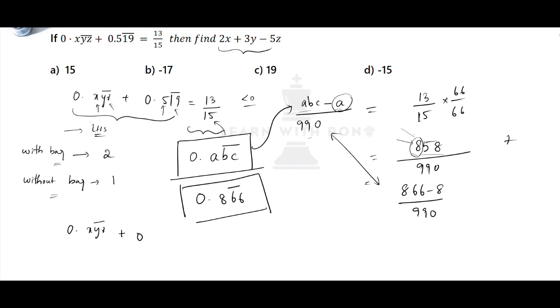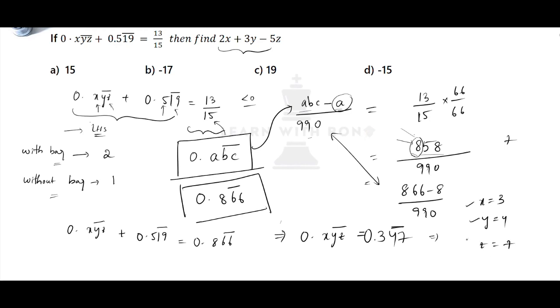Now we have 0.xyz bar plus 0.519 bar equals 0.866 bar. Directly subtract. So we have 0.xyz bar equals: 16 minus 9 is 7, 5 minus 1 is 4, 8 minus 5 is 3. So we got 0.347 with bar on the 47. From this we can say the x value is 3, the y value is 4 and the z value is 7. So we got the x, y and z values. Find the value of 2x plus 3y minus 5z yourself.